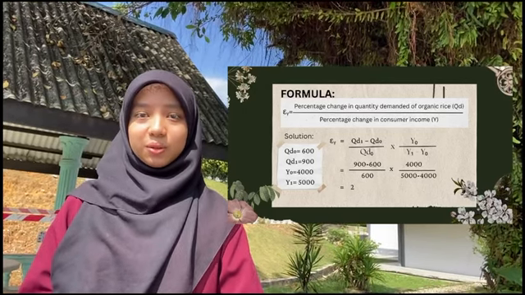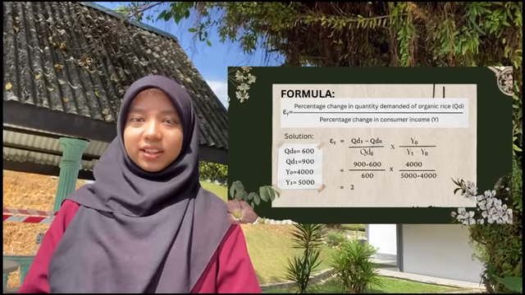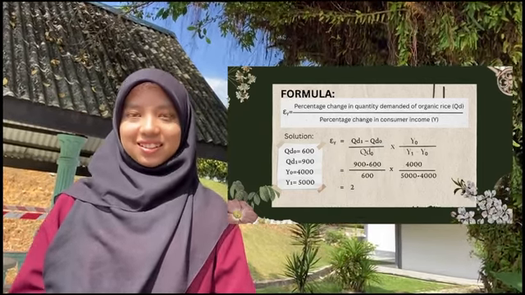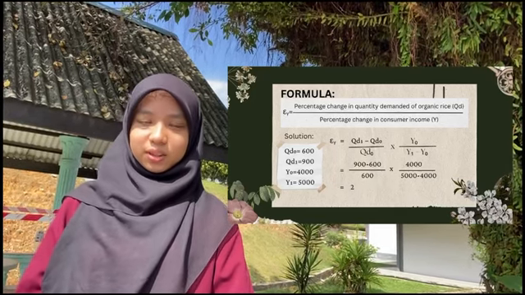YED equals QD1 minus QD0 divided by QD0, times Y0 divided by Y1 minus Y0. And now we just need to put the values inside the formula and we will get 2 for the answer. This helps us classify goods as normal, luxury, or inferior.